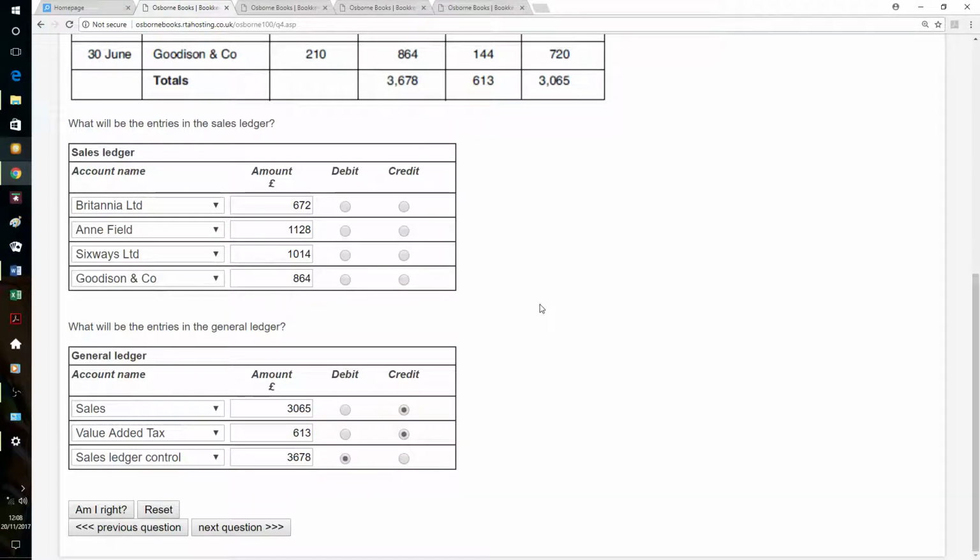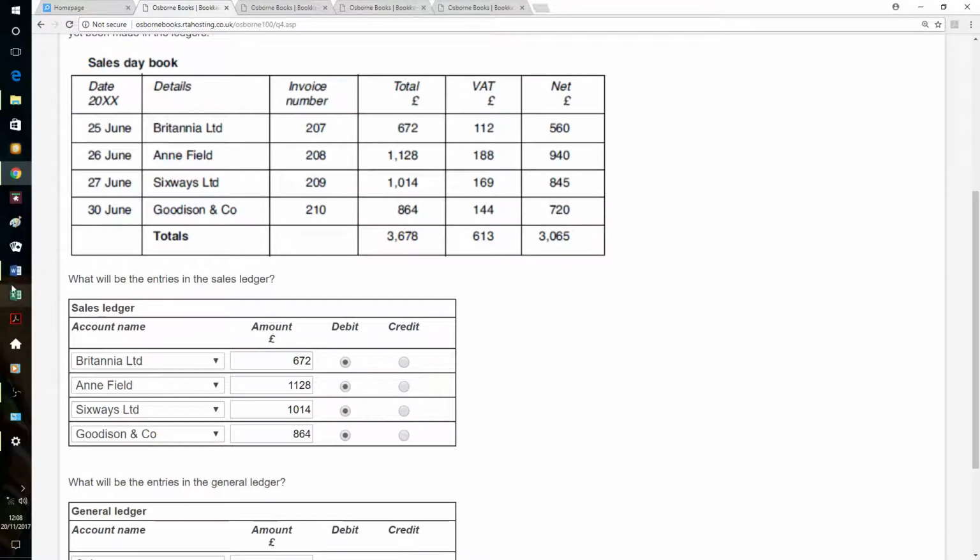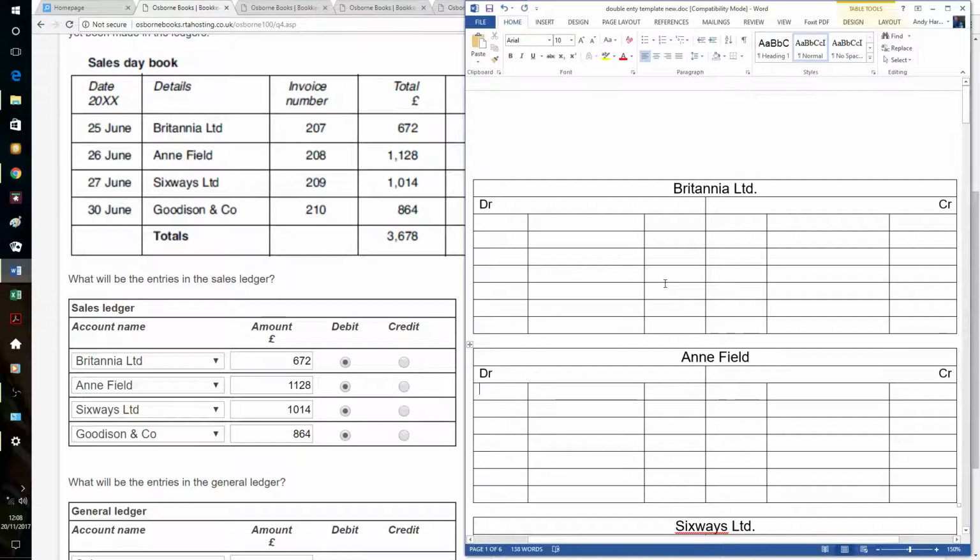If it was a cash sale, it would be debit the bank, and that means we now know which side of our account to put our customers. They are all debits because they are the same side as the control account. So let's post these into our individual accounts. I've saved a little bit of time.